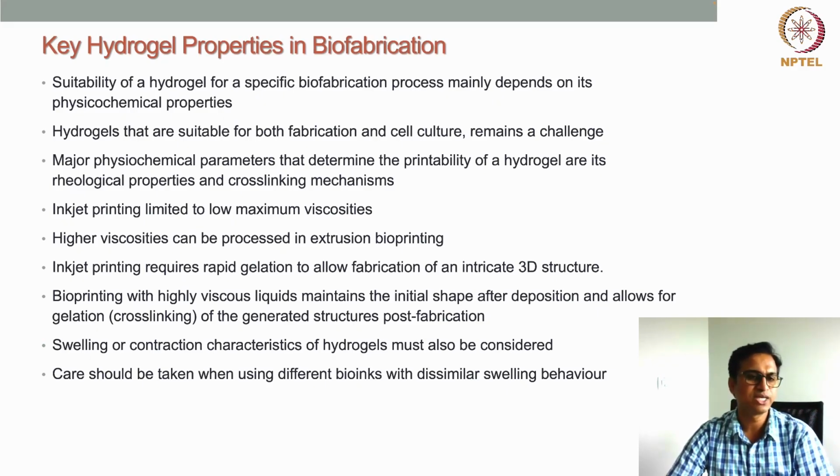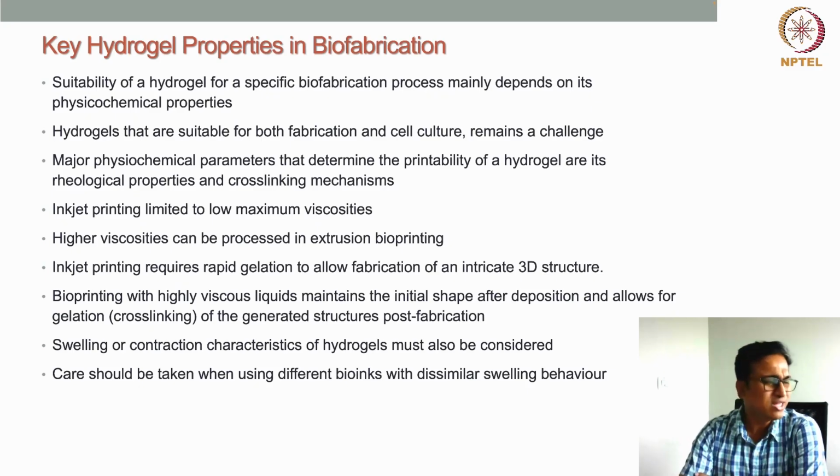The suitability of a hydrogel for a specific biofabrication process mainly depends on the physicochemical properties of that particular tissue. When we select a tissue, we try to see its physical properties, like the softness or hardness level of the tissue, and the different composition of the tissue. So the physicochemical properties of the tissue are very important to understand while selecting a particular bioink or hydrogel. But one challenge of bioink development for specific biofabrication approaches is that we have to satisfy both the fabrication requirements and the cellular requirements.